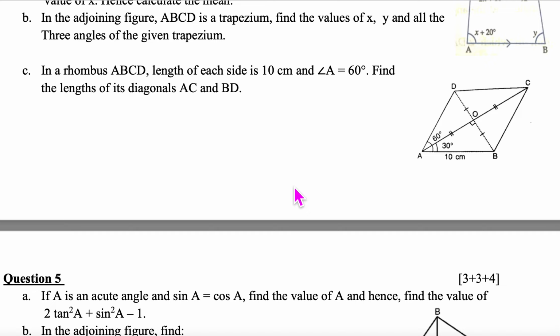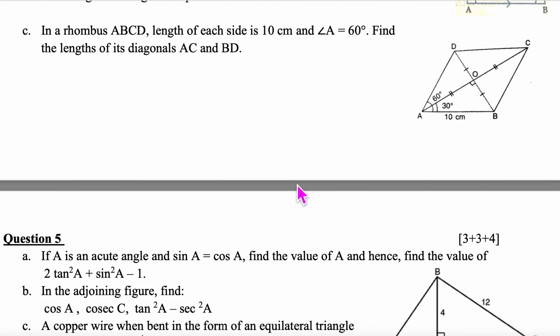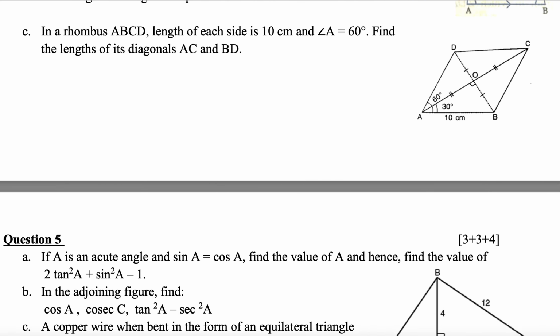Can we go fast now? Yes, ma'am. Okay, so remember, when there is very little time, one day before, we don't solve each and every question. We don't have time for that. So the length of each side is 10. It's a rhombus, so this is 10, this is 10, everything is 10. This angle is 60. Find the lengths of diagonals AC and BD. So if this is 60, you know this is 90.